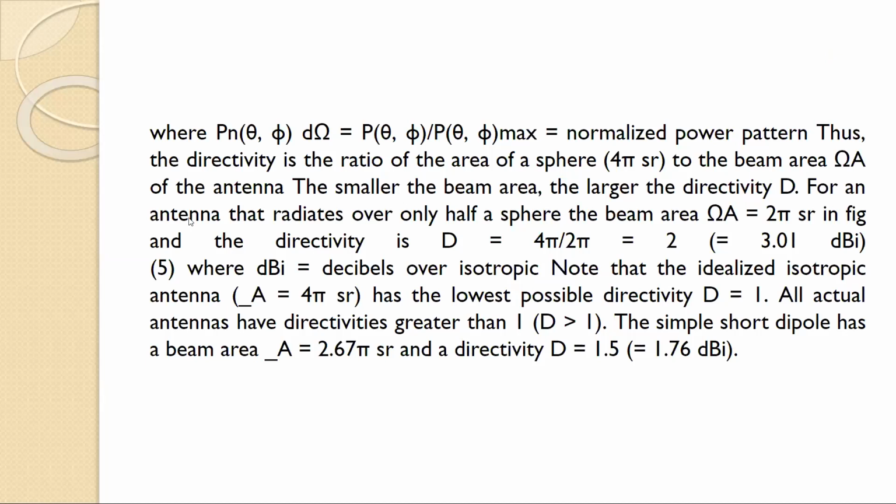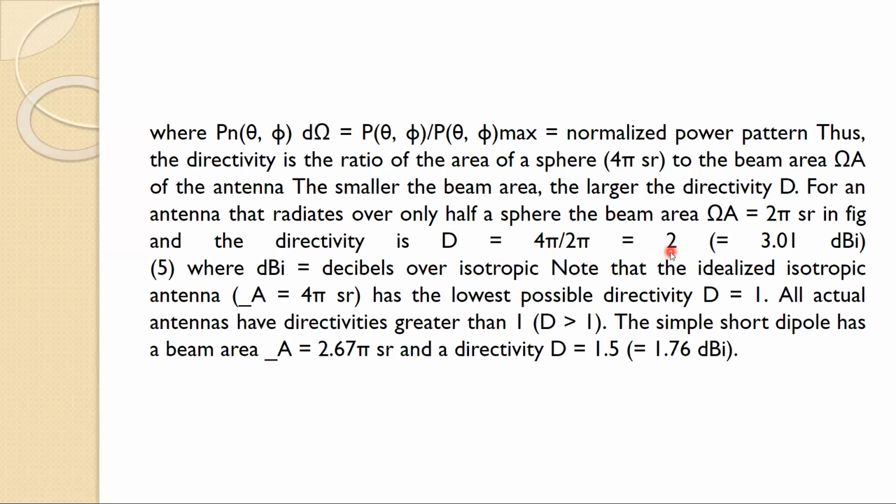For an antenna that radiates only half of the sphere, then what happens? Beam area equals 4π divided by 2, therefore 2π steradian. Directivity equals 4π divided by our answer 2π, therefore 2. So if the antenna radiates only half of a sphere, that antenna has directivity equal to 2.